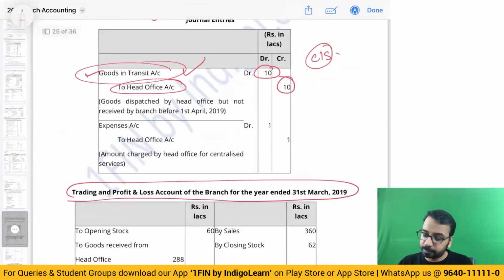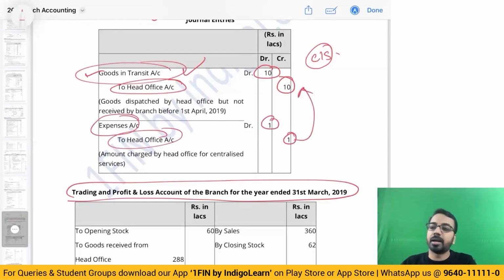Then the head office has said 1 lakh of common expenses that has to be borne by the branch. So you'll debit expenses, credit head office, 1 lakh. Accordingly, the head office balance will undergo a change.